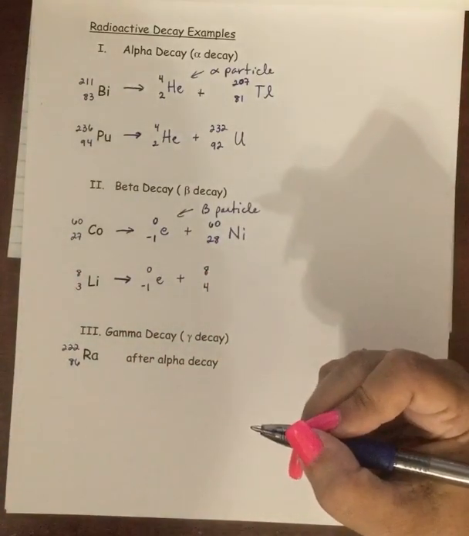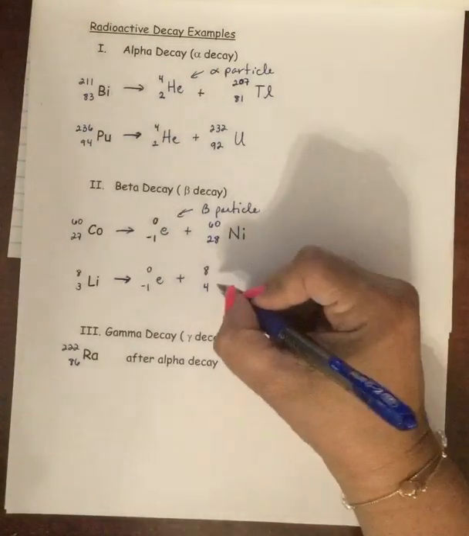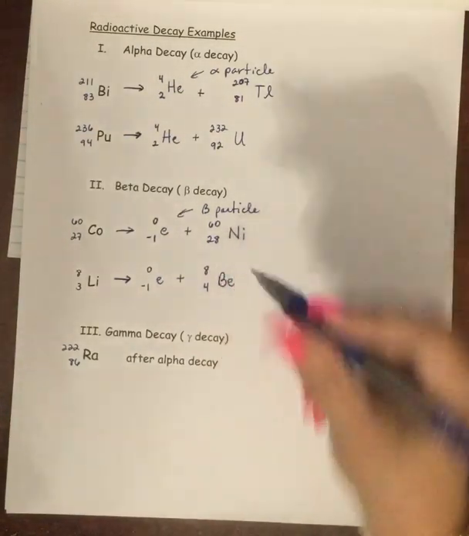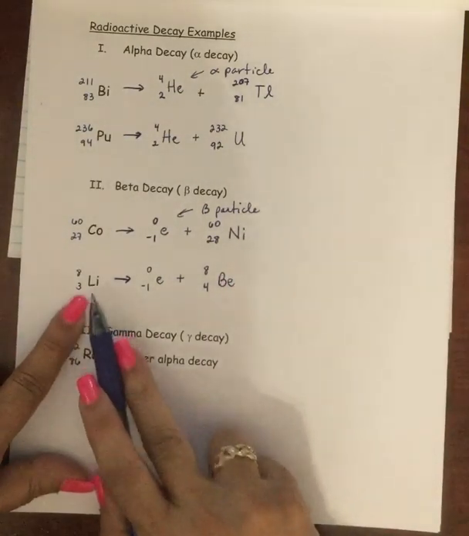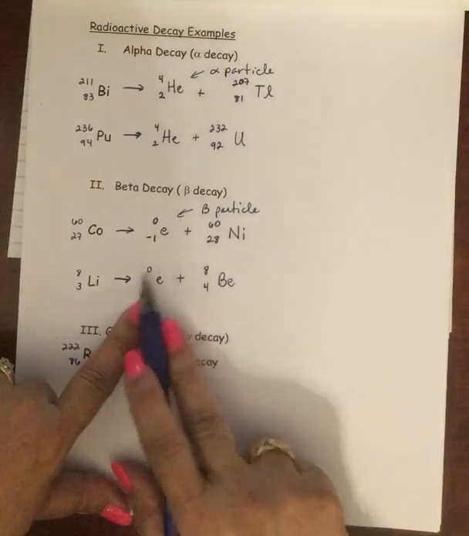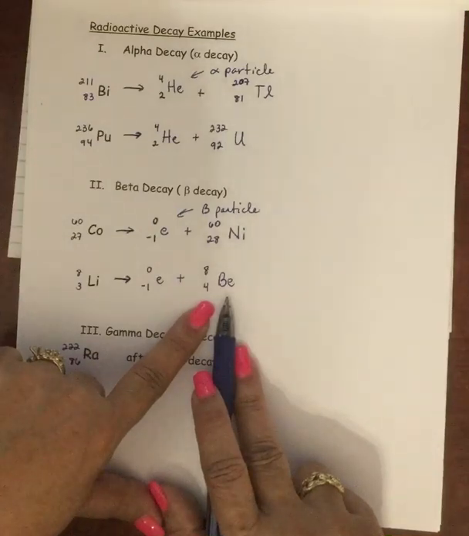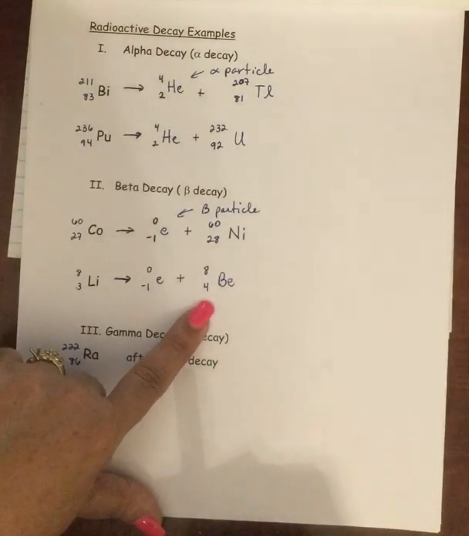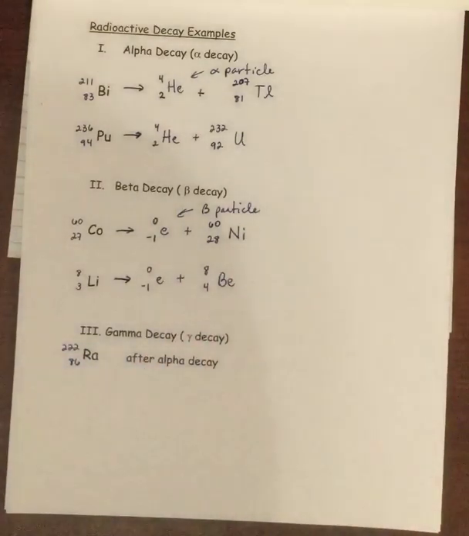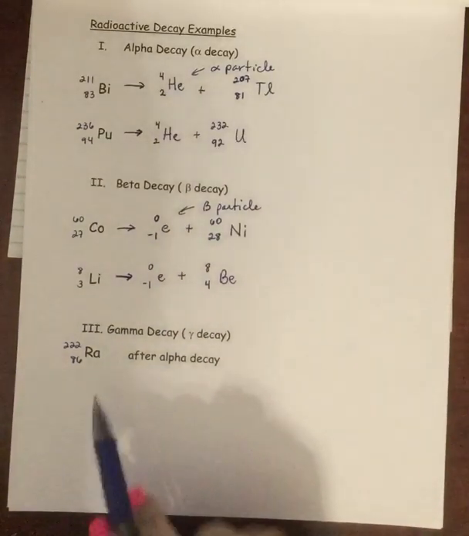Atom number 4 is beryllium. So lithium gave off a beta particle, an electron, and became beryllium. So again, it transmutated. These are all examples of transmutation. Okay? Now let's look at our last one.